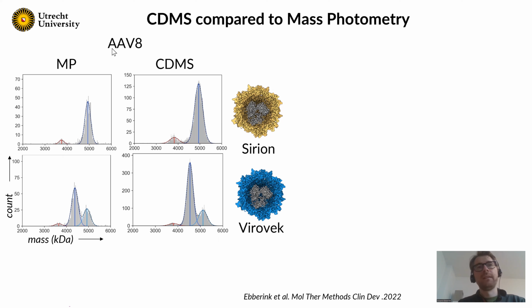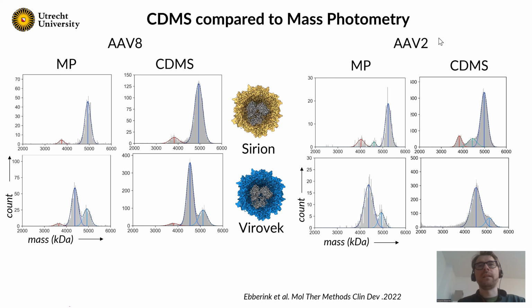So this was for the AAV8 serotype. Of course, I repeated everything, but now also for the other serotype, the AAV2 serotype. And again, here we can see that CDMS and mass photometry really show a similar image. In the CDMS, we can see for the Sirion sample a main population of filled particles containing a single transgene, a small subpopulation containing partially filled AAVs, and a small subpopulation containing empty particles. And in the mass photometry, you can see the same image. Most of them show filled particles with a single transgene, partially filled, and empties as well.